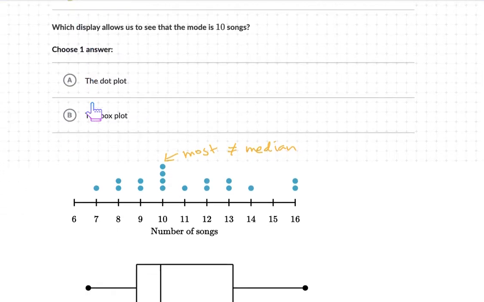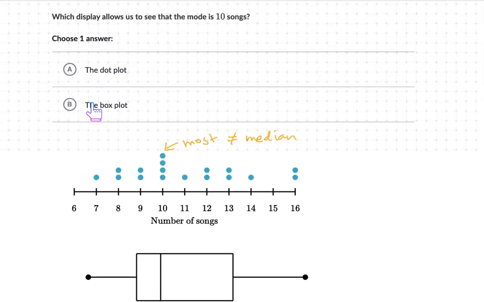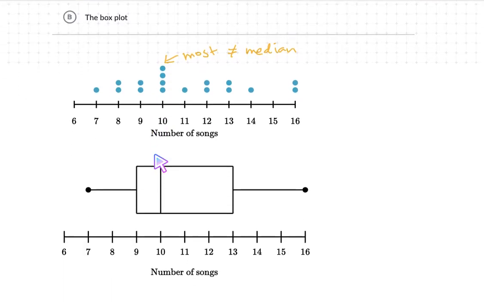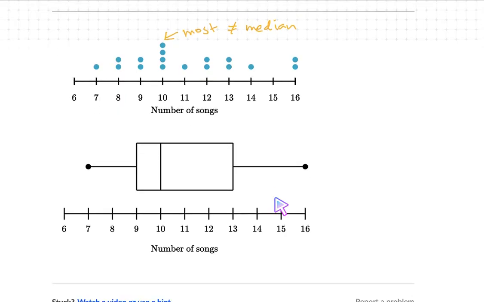Next question. Which display allows us to see that the most, is 10 songs? Okay, well, we kind of just talked about that. For the most, it's 10 songs here on the dot plot because I can see a whole bunch of dots there. Okay, the frequency is there. But remember, for the box plot, you don't have frequency. You only have one scale. That's the number of songs. I don't have frequency on the side. I can't tell how many scores actually were at 10. Okay, so there's pluses and minuses for both of them. This is great to see the most. This is great to see the 5-number summary.